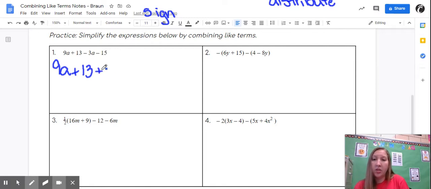So I'm going to change that to addition. So it's going to be plus negative 3a, and then plus negative 15.